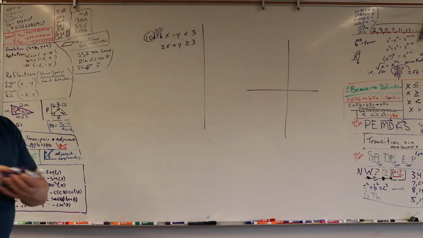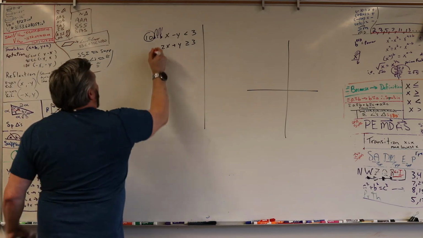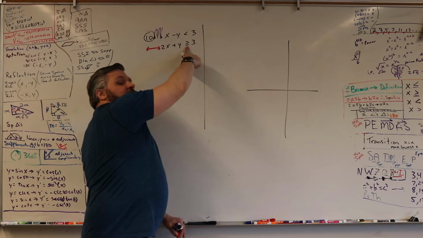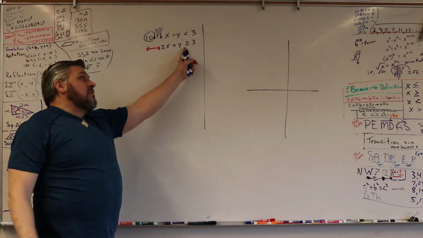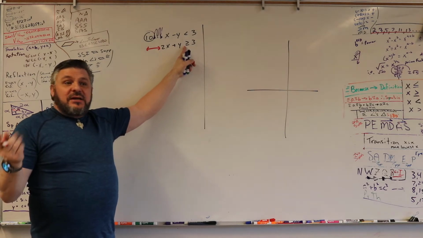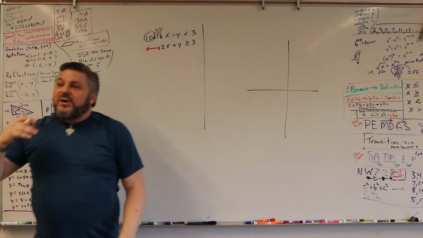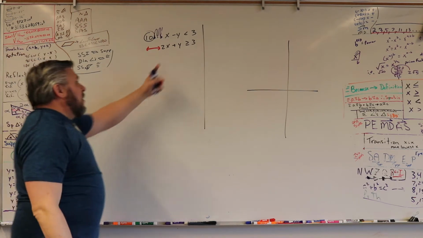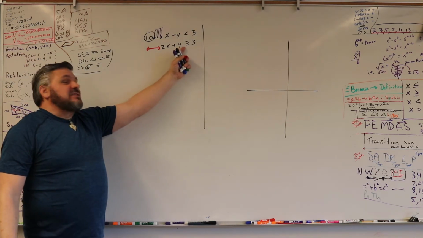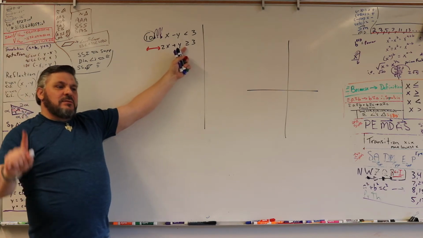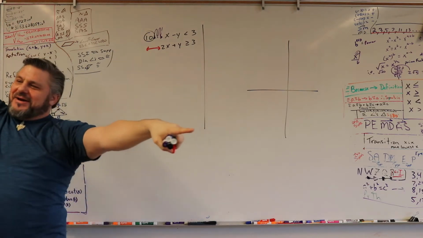Then I'll use another color on this one. Okay? Now, is this solid or dotted? Solid, good. Because there's an equal sign on it, right? Because it's greater than or equal to. Now, are we shading up or are we shading down? The y is positive. It says greater than. So that means up or down? Up.